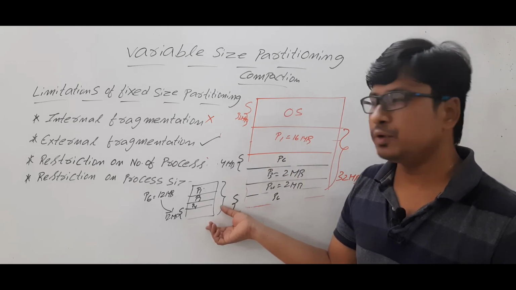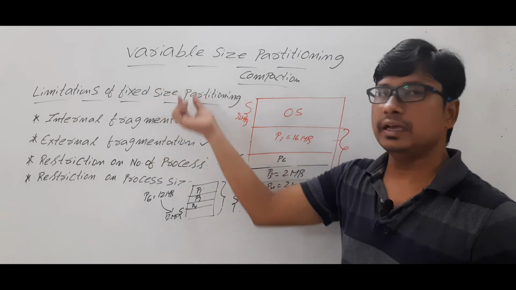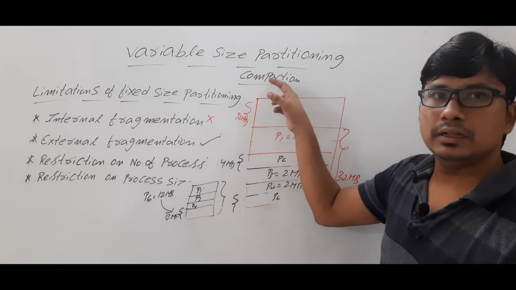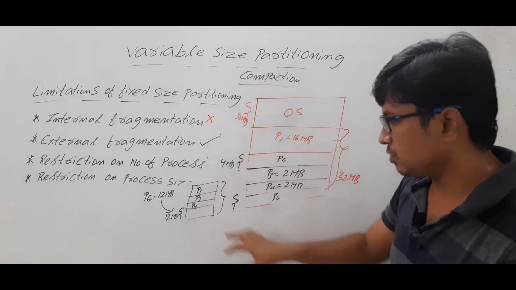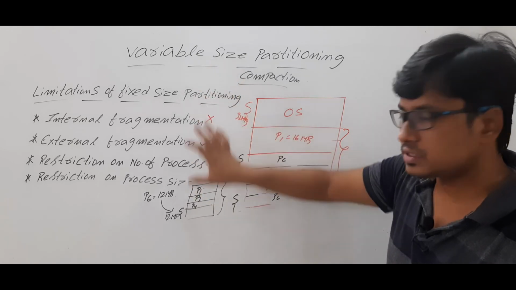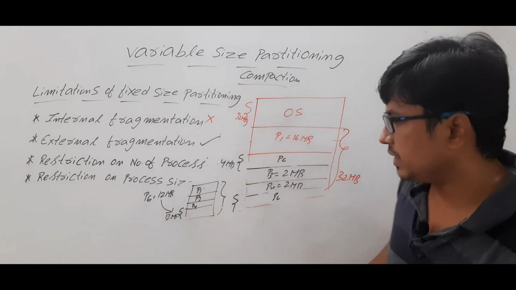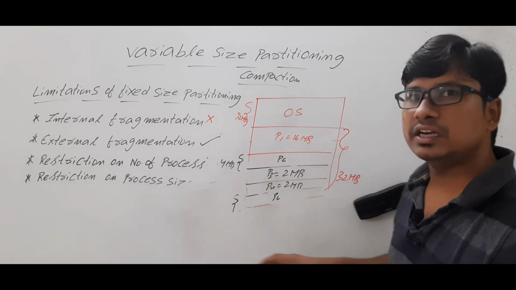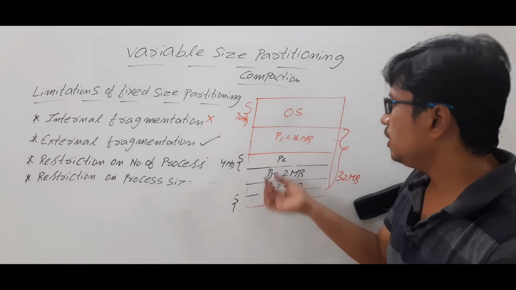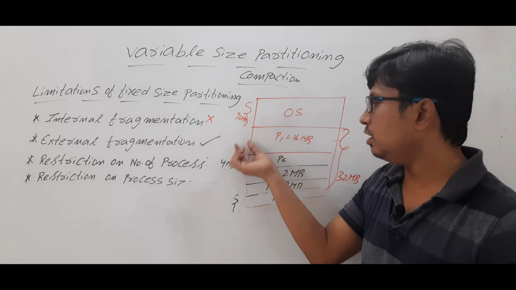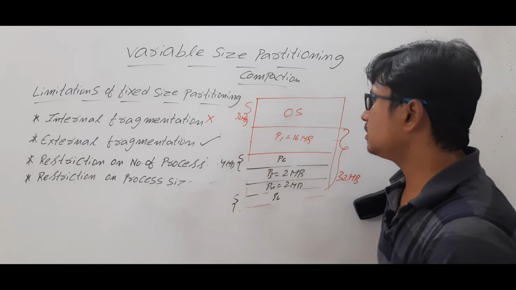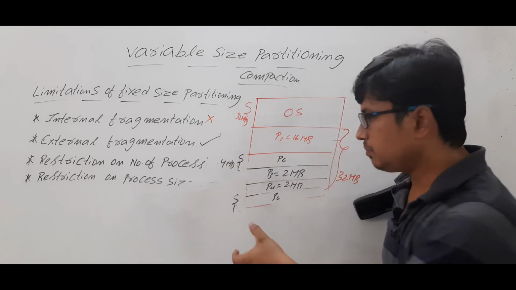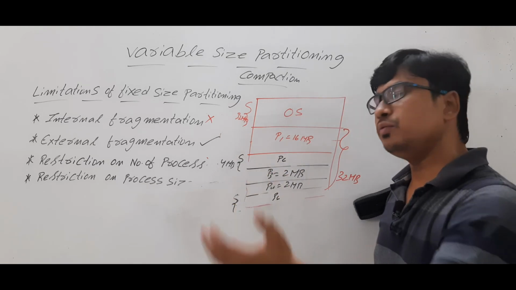Is it clear? I hope you have understood why there is external fragmentation in variable size partitioning and why compaction is a complex process, because we have to keep all the processes on one side and all the holes on one side. And another problem with variable size partitioning is that allocation and deallocation is very difficult. Why? We have to keep track of the holes. Here there is a hole of 4 MB. Here there is a hole of 8 MB. So we have to keep track of these holes and then we have to allocate.